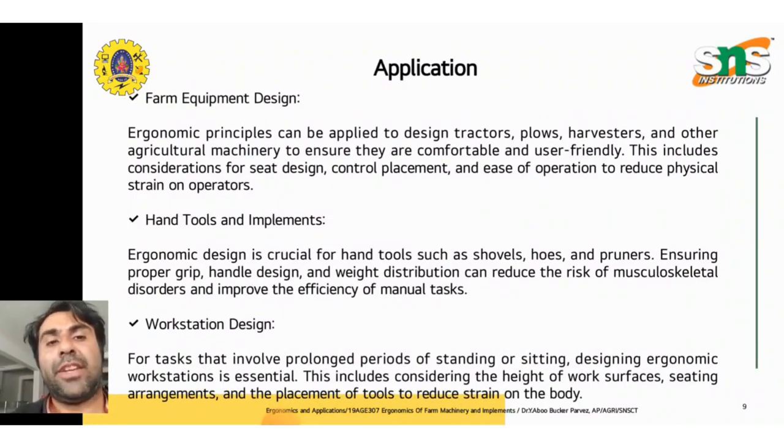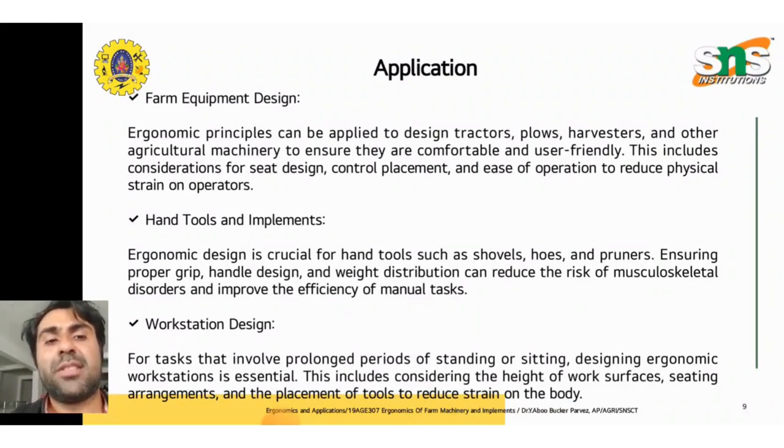And when it comes to farm equipment design, hand tools and implements, or workstation design, the three factors are explained here. Ergonomic principles can be applied to design tractors, plows, harvesters or other agricultural machinery as and when needed to ensure they are comfortable and completely user friendly. This includes consideration of seat design, control placement and ease of operation to reduce physical strain on operators. Ergonomic design is crucial for hand tools such as shovels, hoes and pruners as well. Ensuring proper grip, handle design and weight distribution can reduce the risk of musculoskeletal disorders, as stated before.